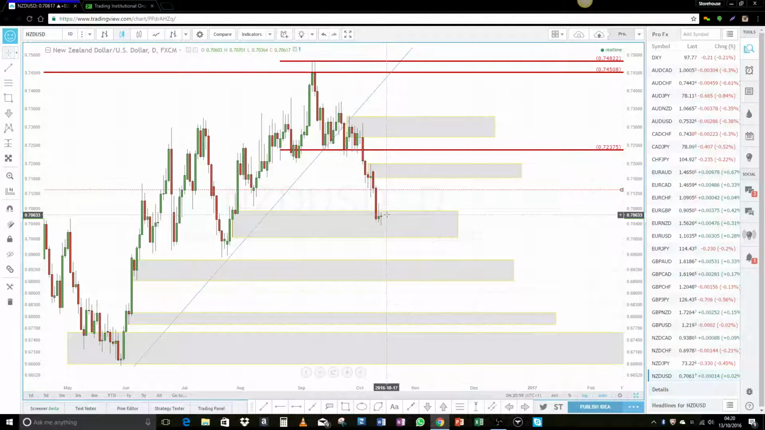Okay. Well, I hope that helps a bit in understanding multiple time frame analysis and how we go down from the big picture to the smaller time frames, and how we put all the pieces together.